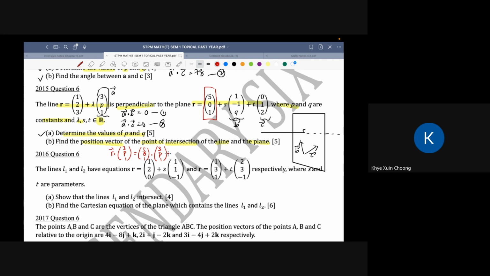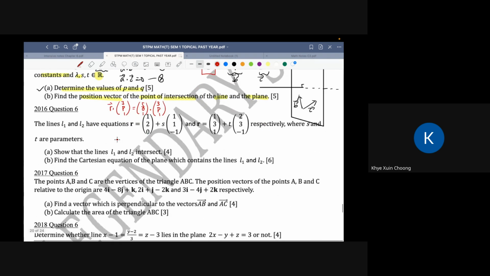So we form one equation of the plane, then we have the equation of the line. We just use the method we discussed just now. You sub this equation inside, you solve for lambda, then you sub the lambda back to r. You can find the position vector of the point of intersection. Okay. Next we see question 6.